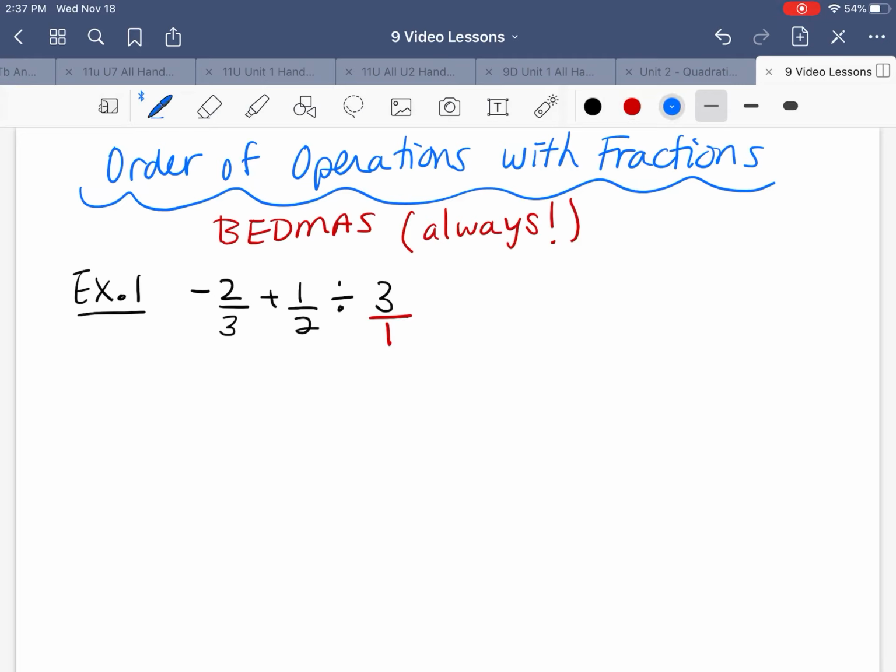Next up, I am going to do division. So we have negative 2/3 plus 1/2, and when we divide, remember we multiply by the reciprocal, so we are going to flip this, and we end up with 1/3. So we're going to do our multiplication. So 1/2 times 1/3 gives us 1/6.